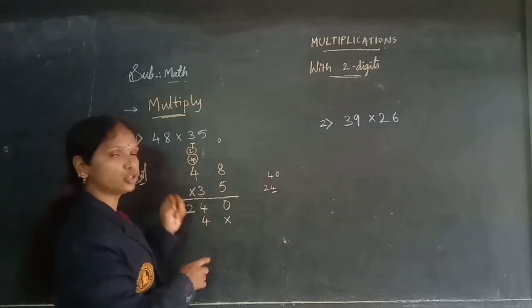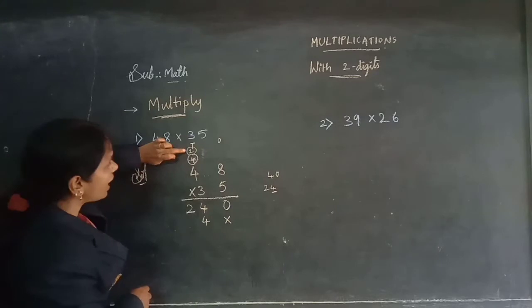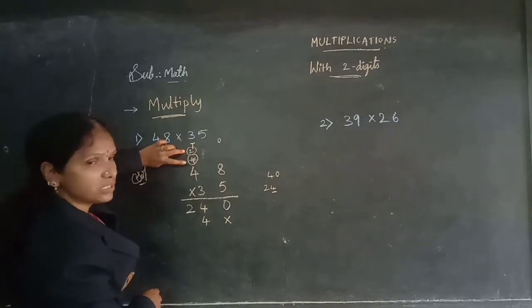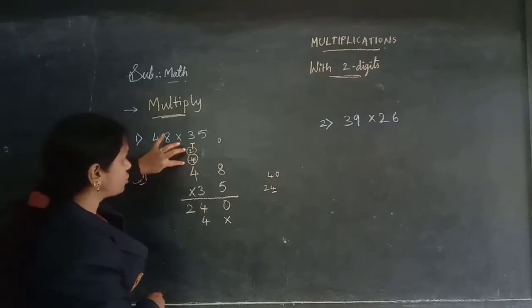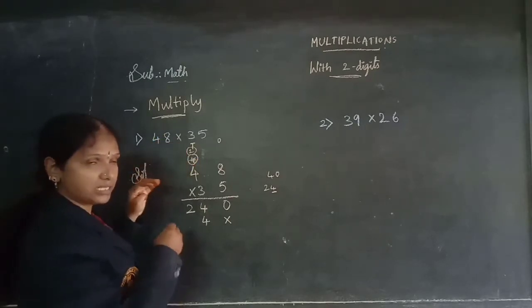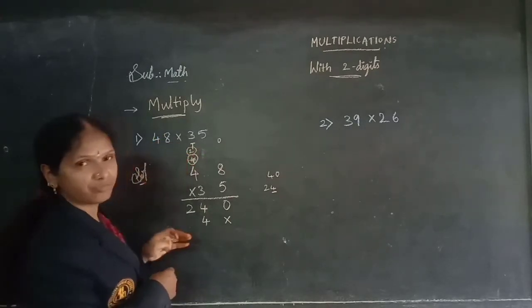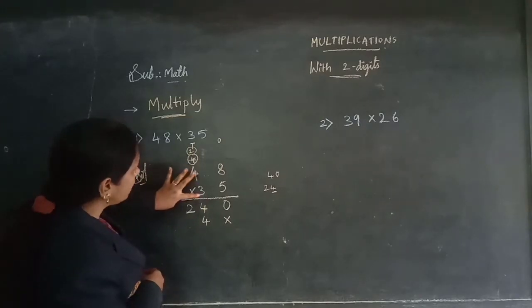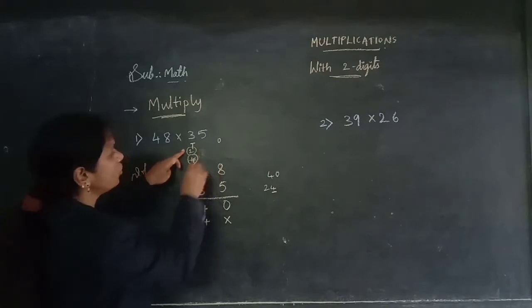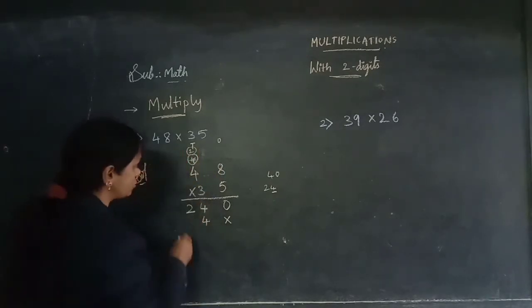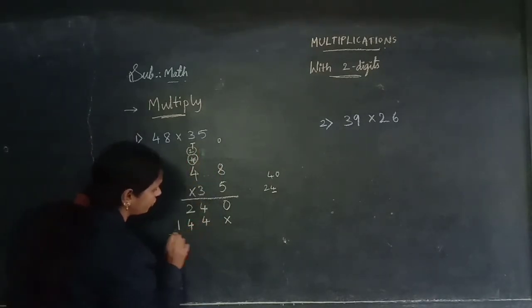Next 3 4s are 12 and you need to add this carry, not this. Why? Because this already we added. See, I cancelled it also. To avoid this confusion only, I cancelled. I said you to cancel the carry after adding here. So 3 4s are 12 and you need to add this carry. 12 plus 2, 13, 14. So here we need to write 14.